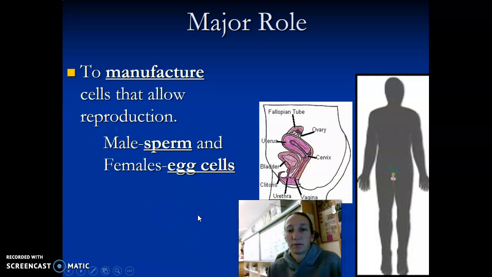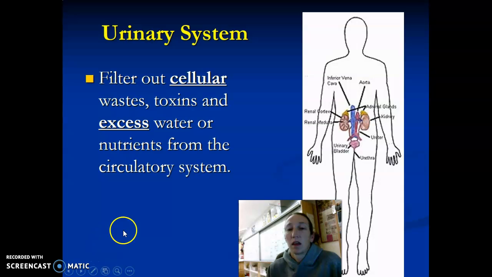Okay, urinary system. This is what filters out cellular waste and toxins and excess water from nutrients. So it filters things out of your body.